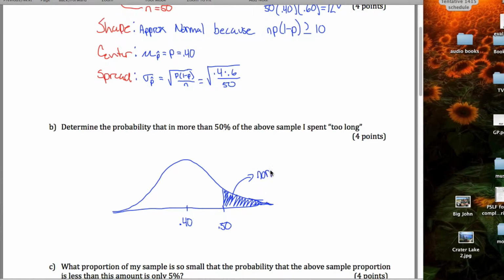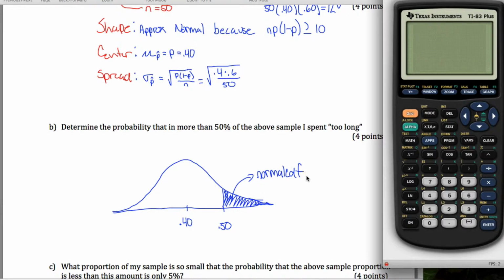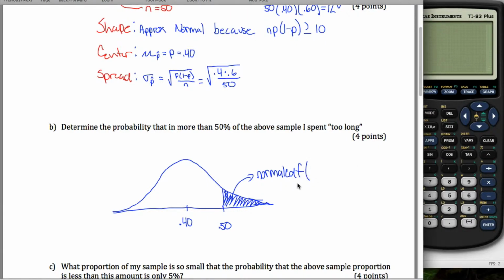Fortunately for me, my calculator has a function that figures out exactly this area. I guess I should pull up a calculator. You use the normal CDF function in your calculator. When you're using normal CDF, you always have to tell it the lower bound, the upper bound, the center, and the spread. Fortunately, we have all of that listed up above. So I'll type all these numbers into my calculator. I'll get some area, some probability. Expect that to be less than half, right? Because this is over to the side here.